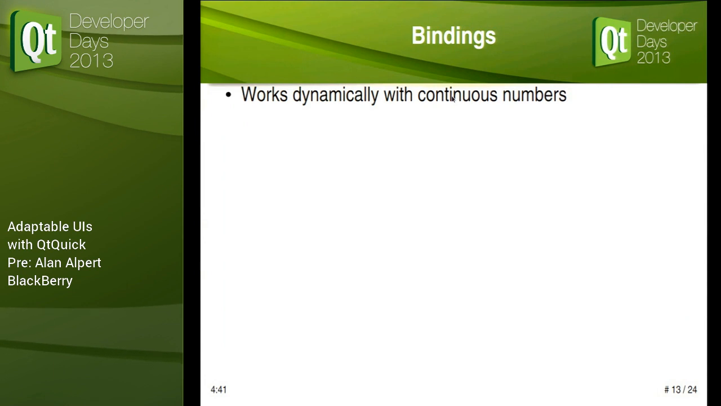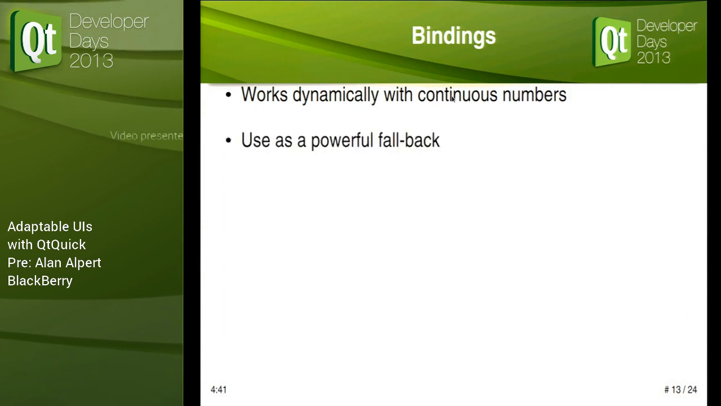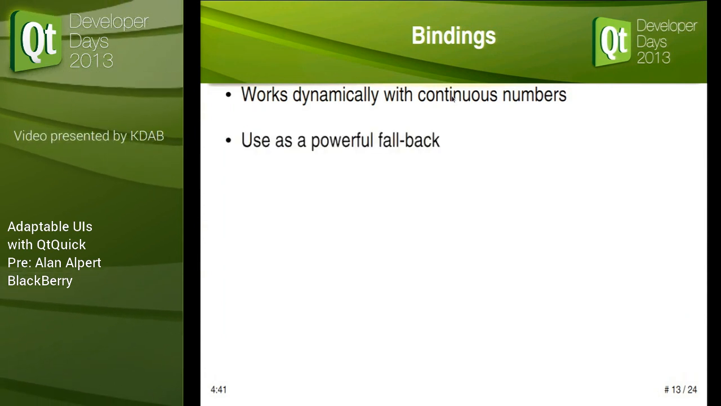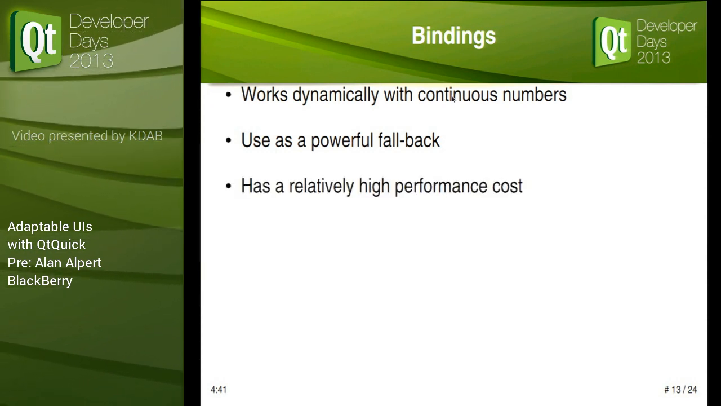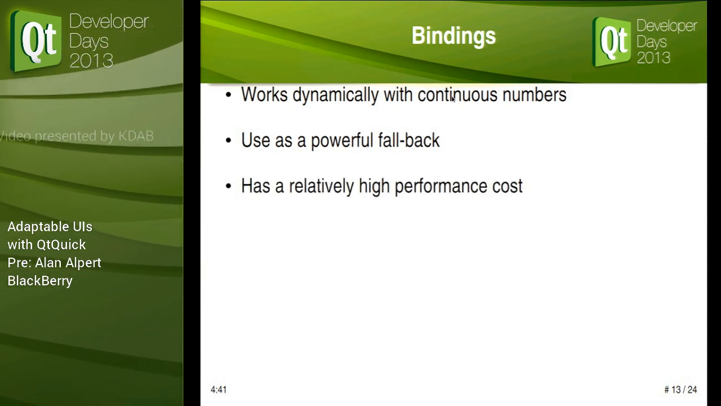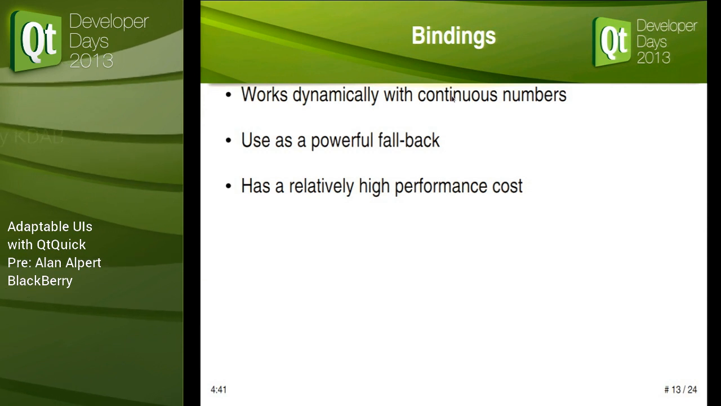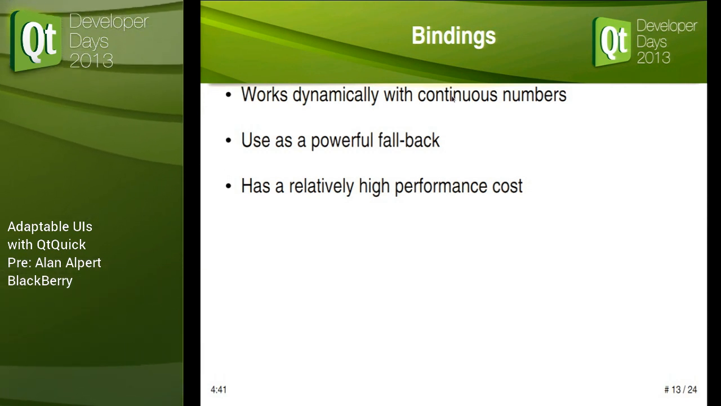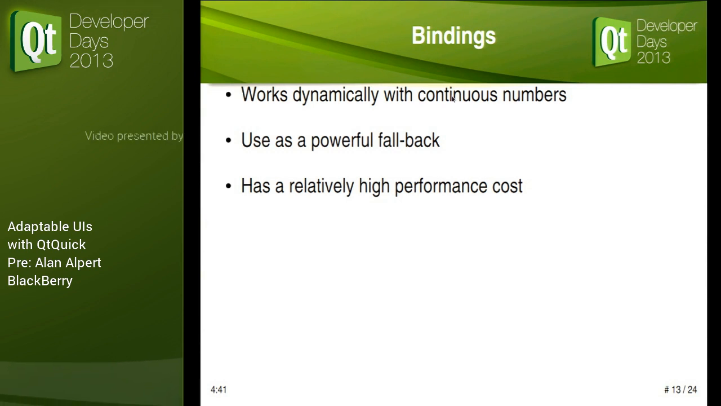So it's great for dynamic things, it's great for continuous numbers, and it's great whenever nothing else works, but there are reasons why you wouldn't use them all the time. There are reasons why the pre-made solutions can be better. And the main one is that bindings can have a relatively high performance cost. If you have bindings everywhere, then you're evaluating bits of JavaScript everywhere, and every time something related to that changes.